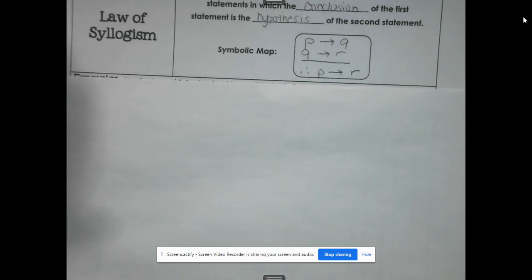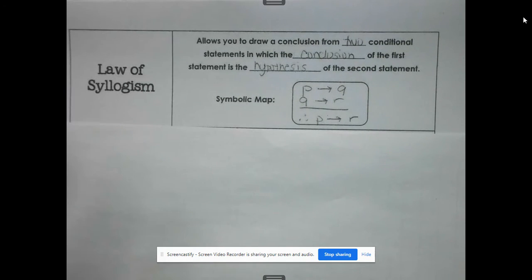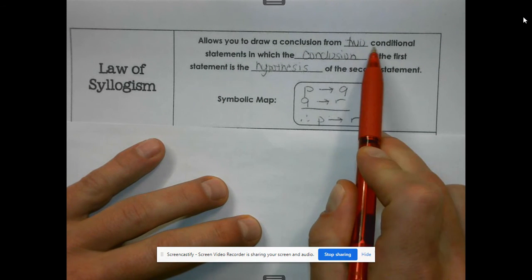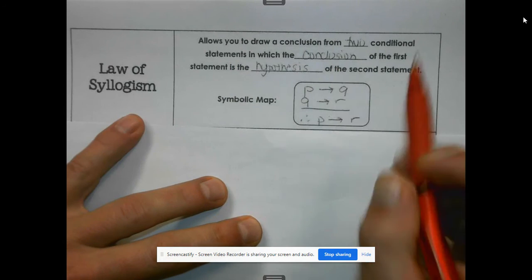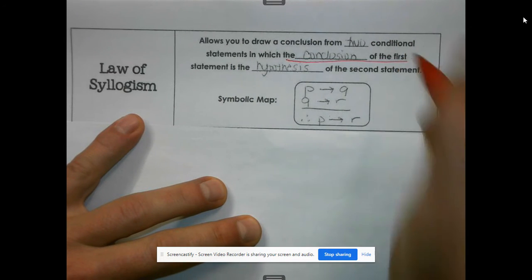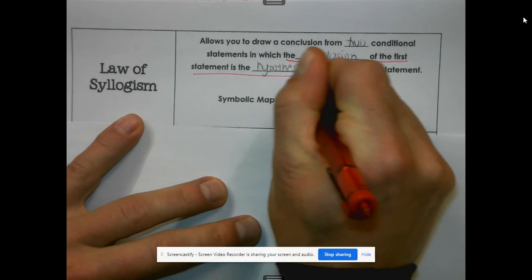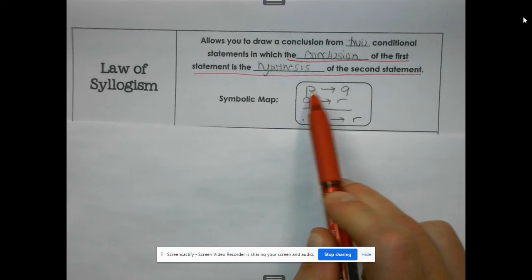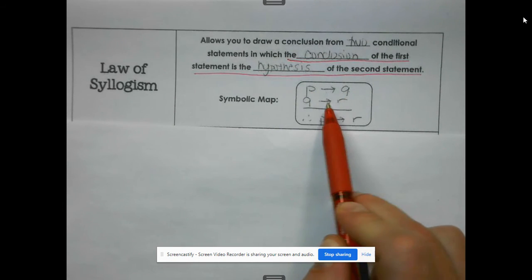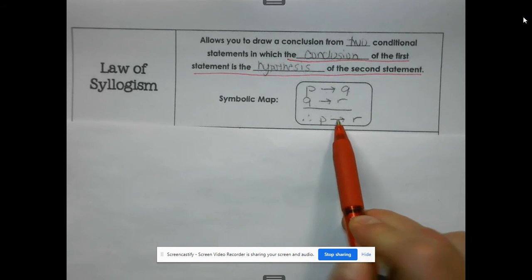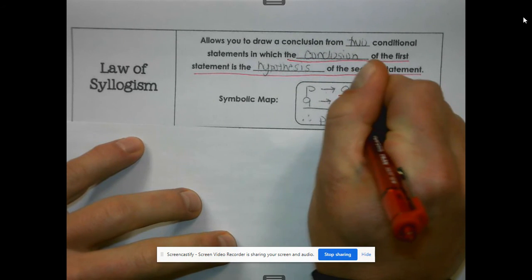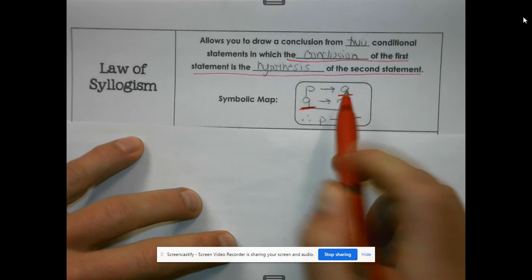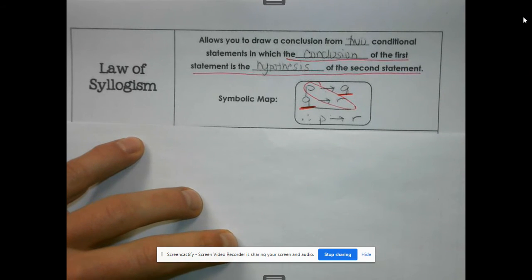All right, next up, law of syllogism. Okay, so what is it? This allows you to draw a conclusion from two conditional statements in which the conclusion, this is the important part, the conclusion of the first statement is the hypothesis of the second statement. Symbolic map. If P implies Q and Q implies R, therefore I can say P implies R. Just remember, the conclusion from the first has to match the hypothesis of the second. These two must match up. Then I can combine those two right there.